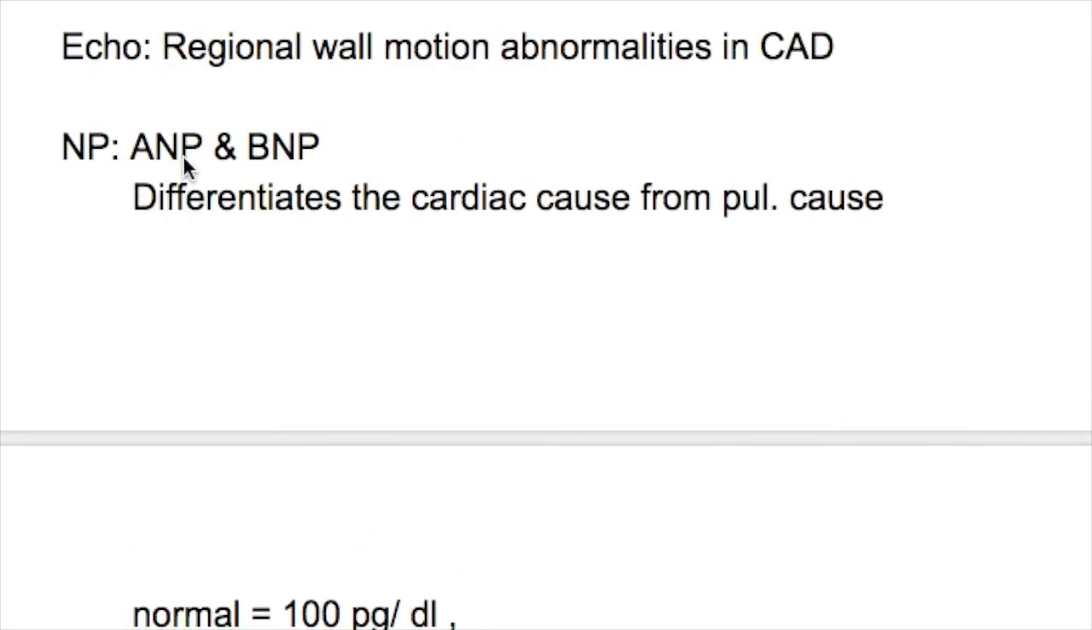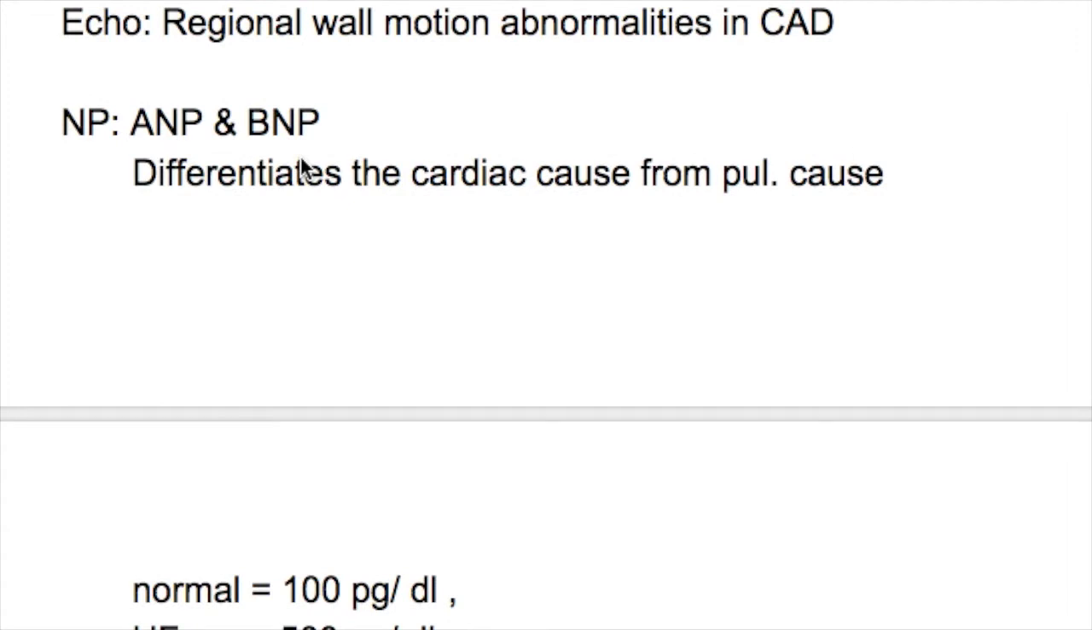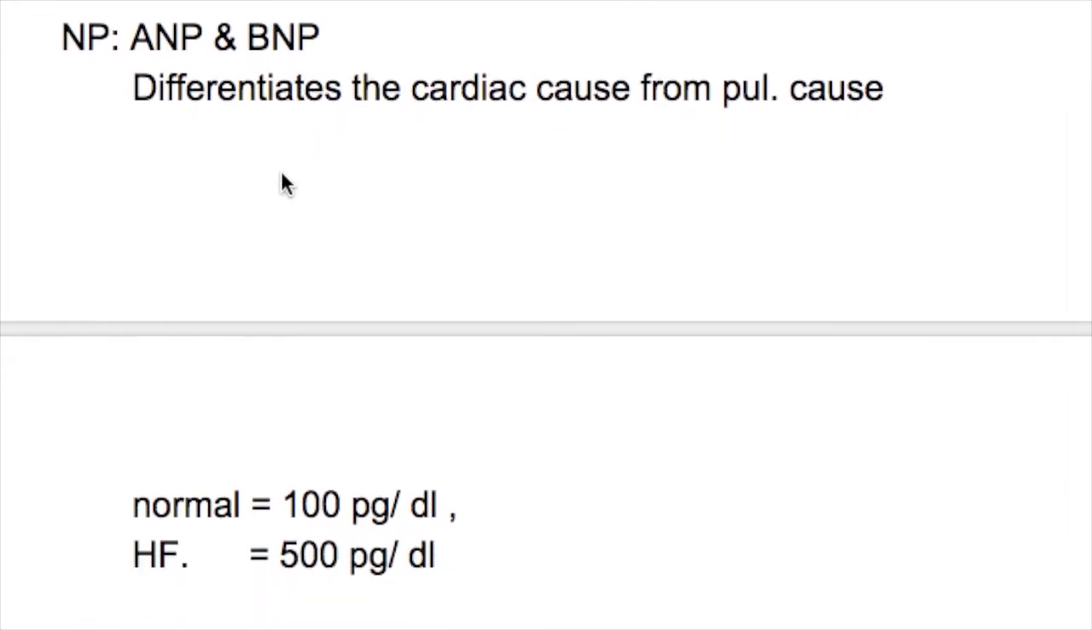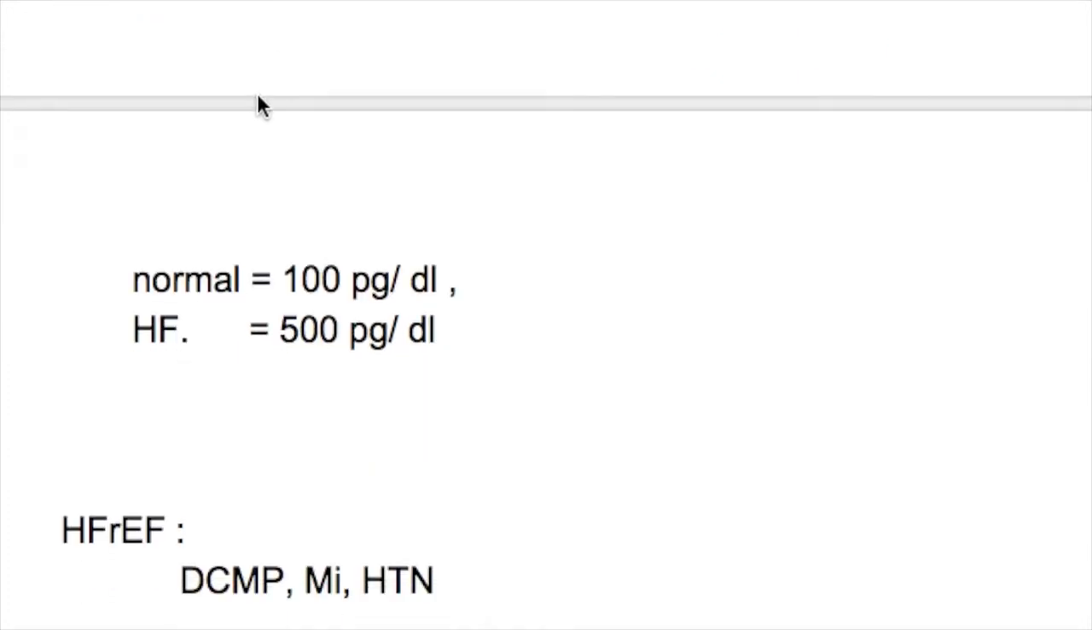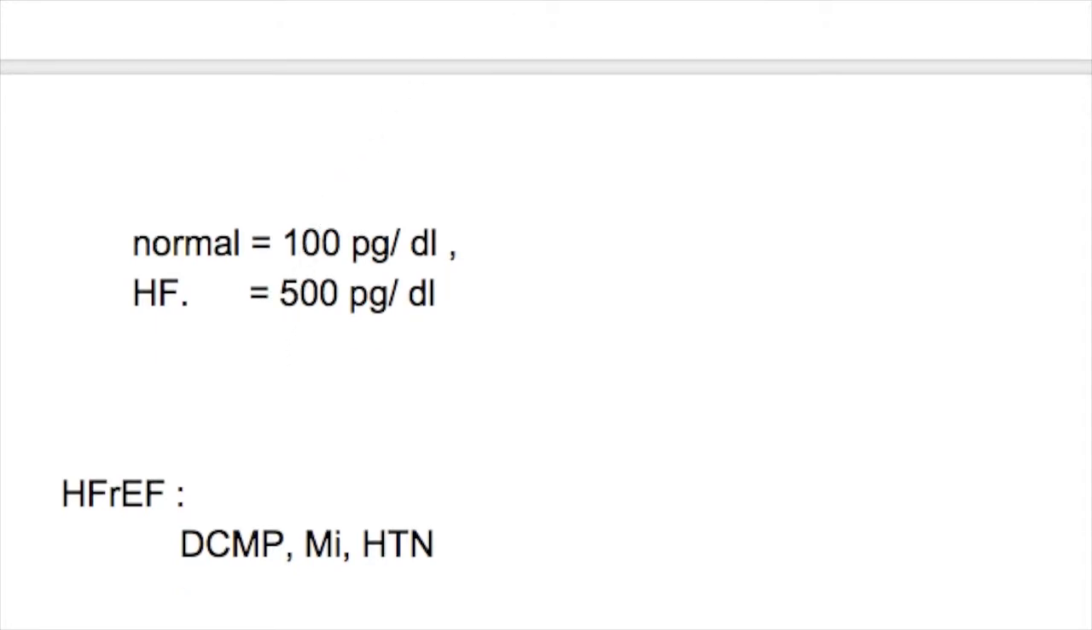What are the atrial natriuretic peptide and B-type natriuretic peptides? These are the natural diuretics that are produced in heart failure. ANP is mainly produced from the atria and BNP is mainly produced from the ventricles but is also produced in the brain. The natriuretic peptides differentiate the cardiac causes from the pulmonary causes. The normal value is 100 and in heart failure is raised to 500 pg per deciliter.